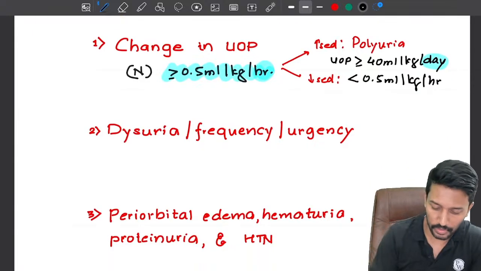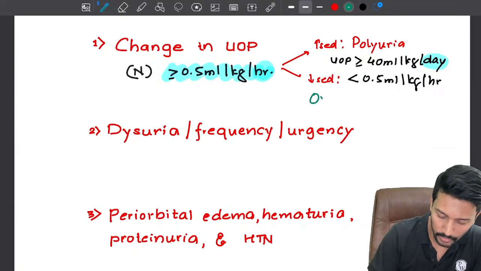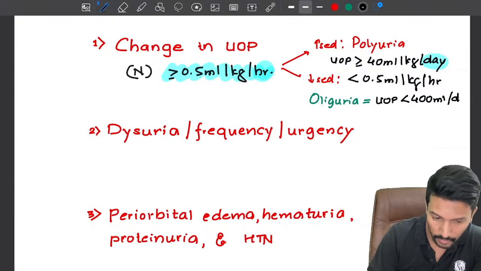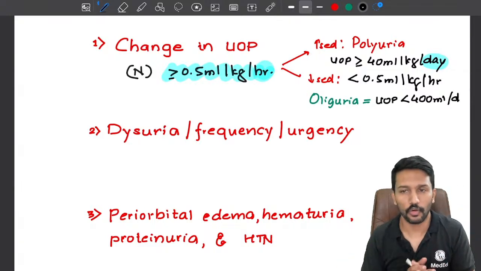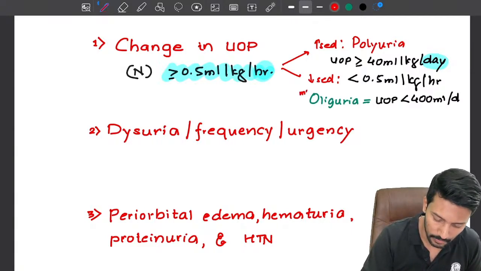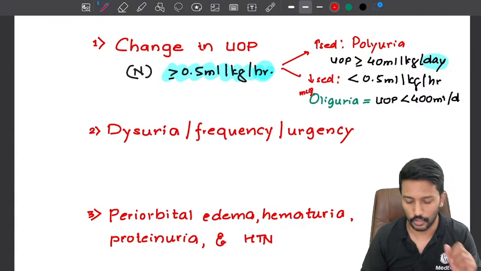Now we hear two terms, oliguria and anuria, right? When do we call it oliguria? Oliguria is defined as urine output less than 400 ml per day. In 24 hours, if the patient's urine output is less than 400 ml, we will call it oliguria. This is our first MCQ point. When do you call it oliguria?